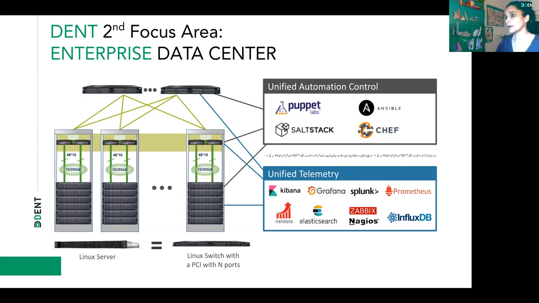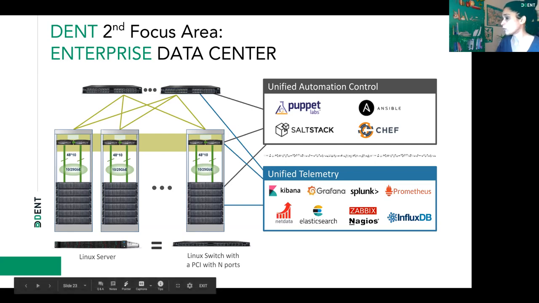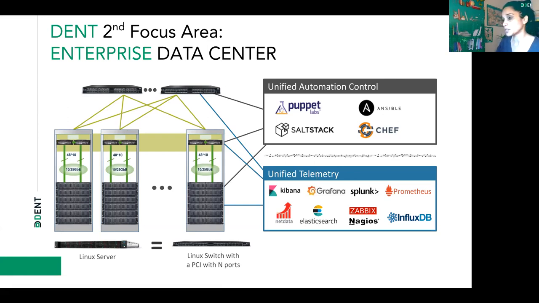So the DENT focus area, enterprise data center. The Linux API, Linux networking in the enterprise data center and cloud, and that's where Cumulus Linux is. So my background has all been in that. And the story here is you have a unified automation control of all your infrastructure, the servers, to the network fabric. And since it's just Linux, you can use many of these automation modules natively, right? There is not much change needed. There are Ansible modules for the Linux server, some of them that you can directly use on the switches.